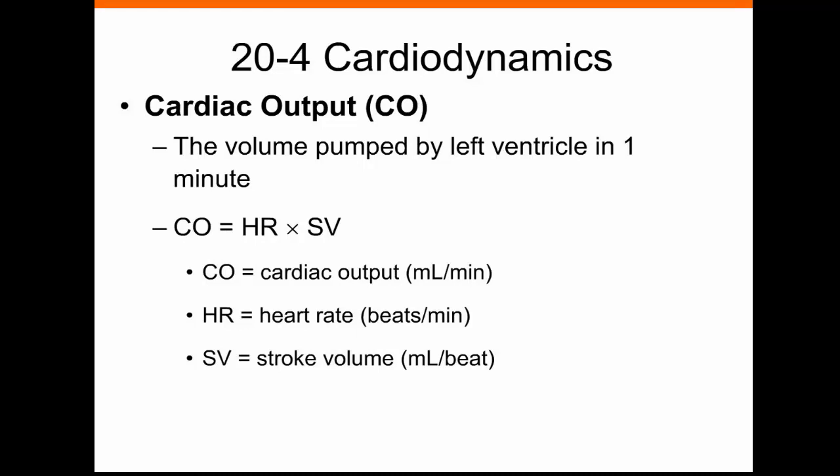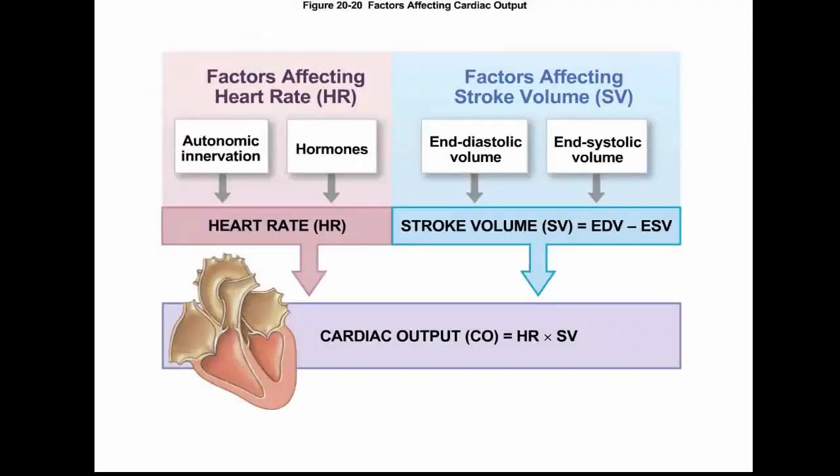So this simple sum says that cardiac output, which is in milliliters per minute, is equal to the heart rate, how many beats per minute, multiplied by the stroke volume, the amount ejected in each beat. So here we've got a diagram that shows you that there are things that can affect heart rate and there are things that can affect stroke volume.